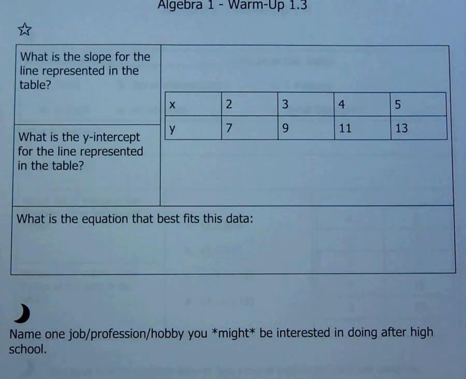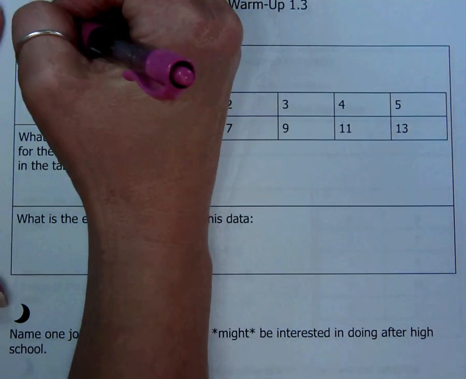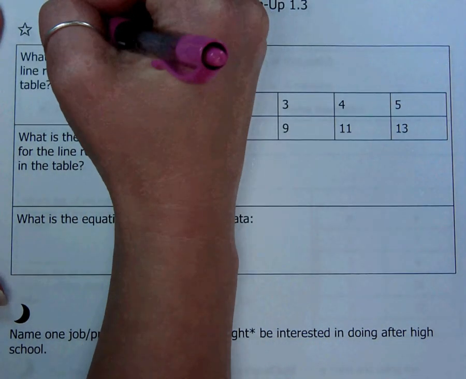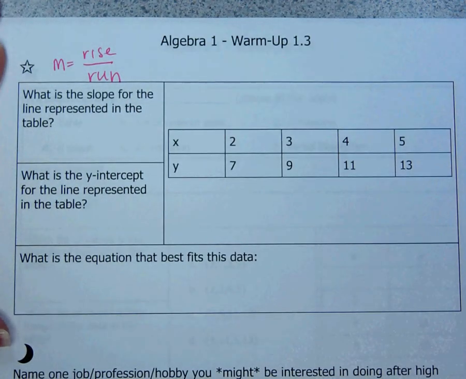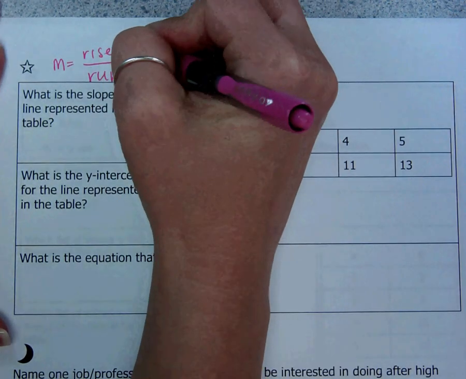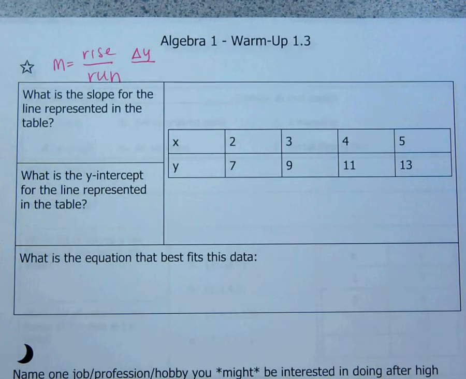Alright, here's our quick review on how to find slope and the y-intercept from a table, and then how to use those to write the equation. So if you remember, our slope is our m, which is our rise over our run. Our rise is our change in our y values. That triangle right there just means change.